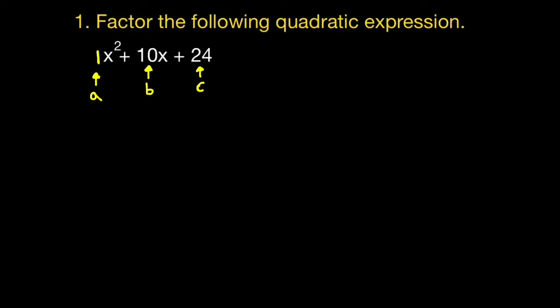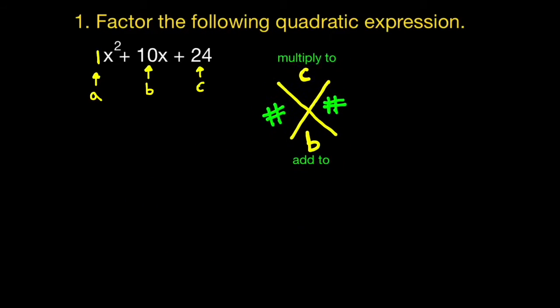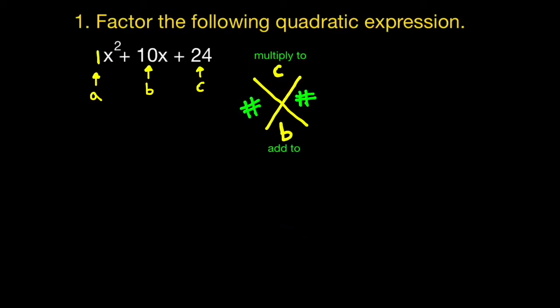Since I realized that my leading coefficient has a value of 1, I can make use of this X diagram to keep track of my organization that will ultimately help me identify the two numbers that multiply to c but add to b. So here, let me apply this to this specific example, recording my c value on the top, that's 24, and recording my b value on the bottom, that's 10. And now I need to find these two numbers.